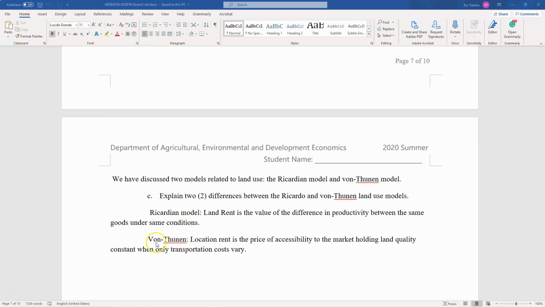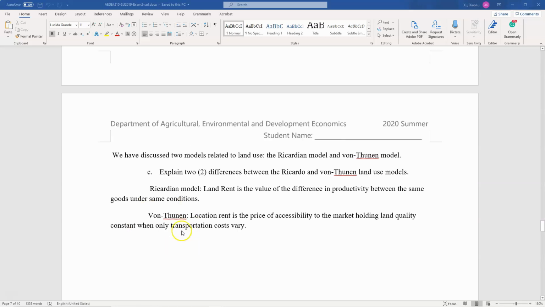And for the Wang-Senen model, the only thing that matters is the location, or the transportation cost. Everything else being equal, we only think about the transportation cost. So that is the Wang-Senen model, and for the Ricardian model, we only think about the productivity of the land.